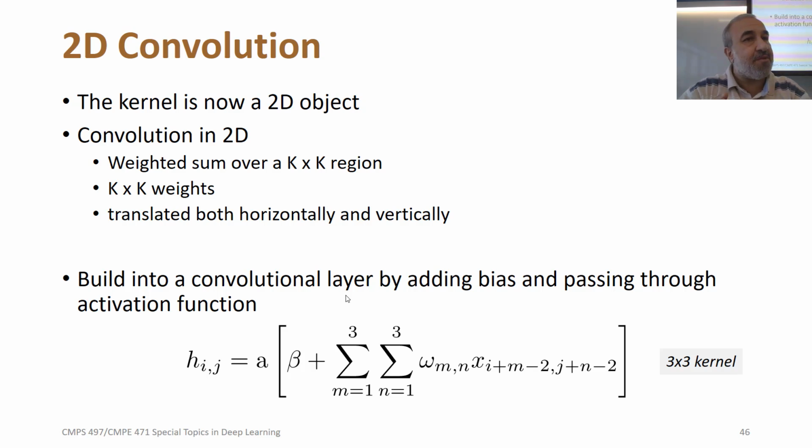The equation is very similar. Instead of applying it to one dimension, it will have double sums because we have 2 dimensions, right? Horizontal and vertical. And again, adding one bias and applying the activation function. So similar. Let's see an example here.